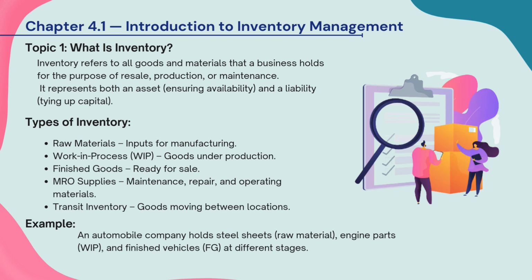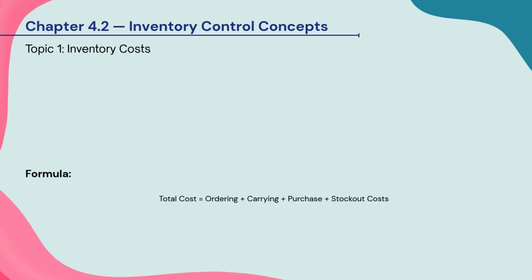There are different types of inventory like raw material, WIP, finished goods, MRO supplies, and transit inventory. For example, in an automobile company, steel is raw material, engine fitting is WIP, and the completed car is finished goods. In inventory management, there are four main types of costs.